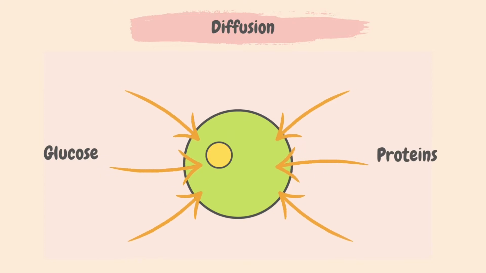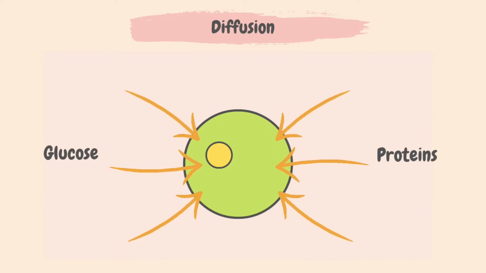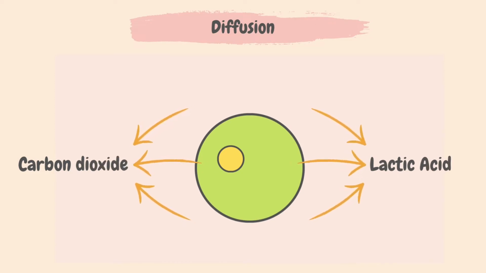Molecules that our cells need, such as glucose and proteins, move into the cell for use in metabolic reactions and storage. Waste products that need to be disposed of from the cell, such as carbon dioxide and lactic acid, are transported out into the blood to be excreted from the body.